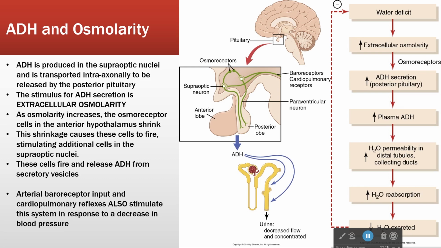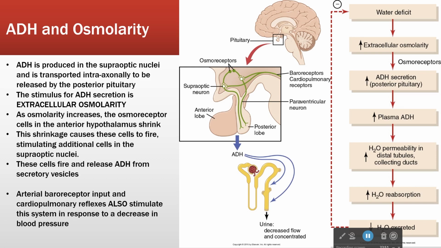The stimulus for ADH secretion is osmolarity, specifically extracellular osmolarity, which is what we would want it to detect. So when the blood's osmolarity starts to increase, in other words, a water deficit is occurring, then the amount of ADH that's released increases.